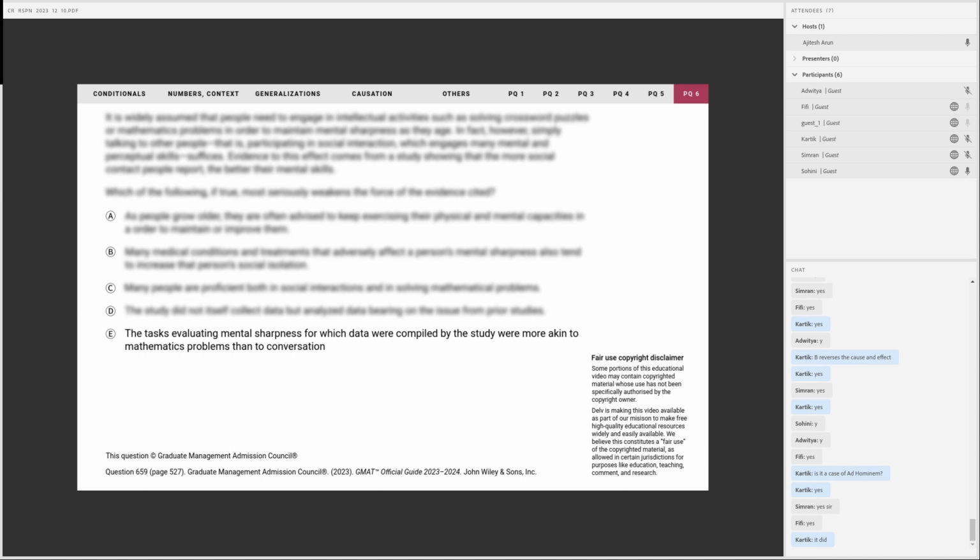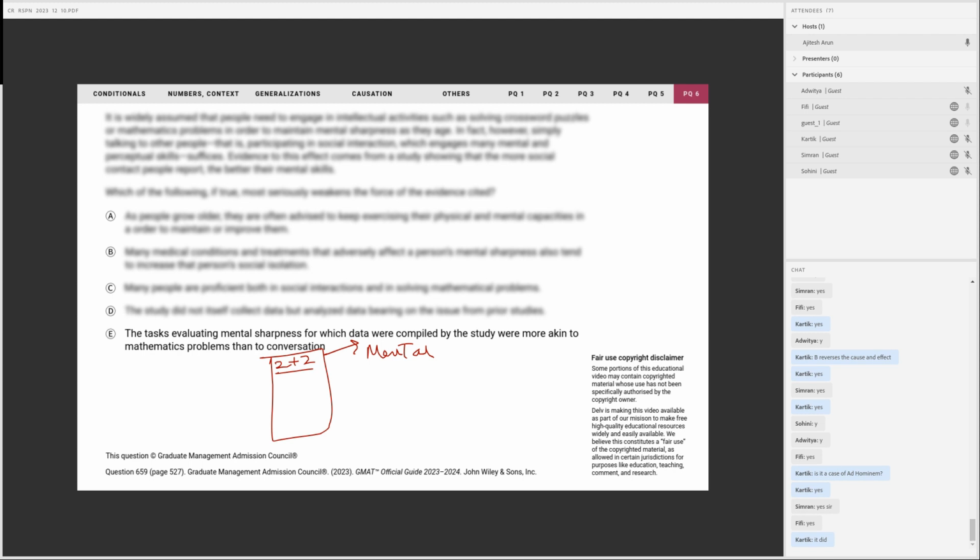So let's go over that again. E says the tasks evaluating mental sharpness for which data were compiled by the study were more akin to mathematics problems than to conversation. So imagine that you gave someone a test to evaluate their mental sharpness. On that test, you gave them questions which are more like math problems, like 2 plus 2, right? Instead of conversation-like problems, so more towards non-math problems.